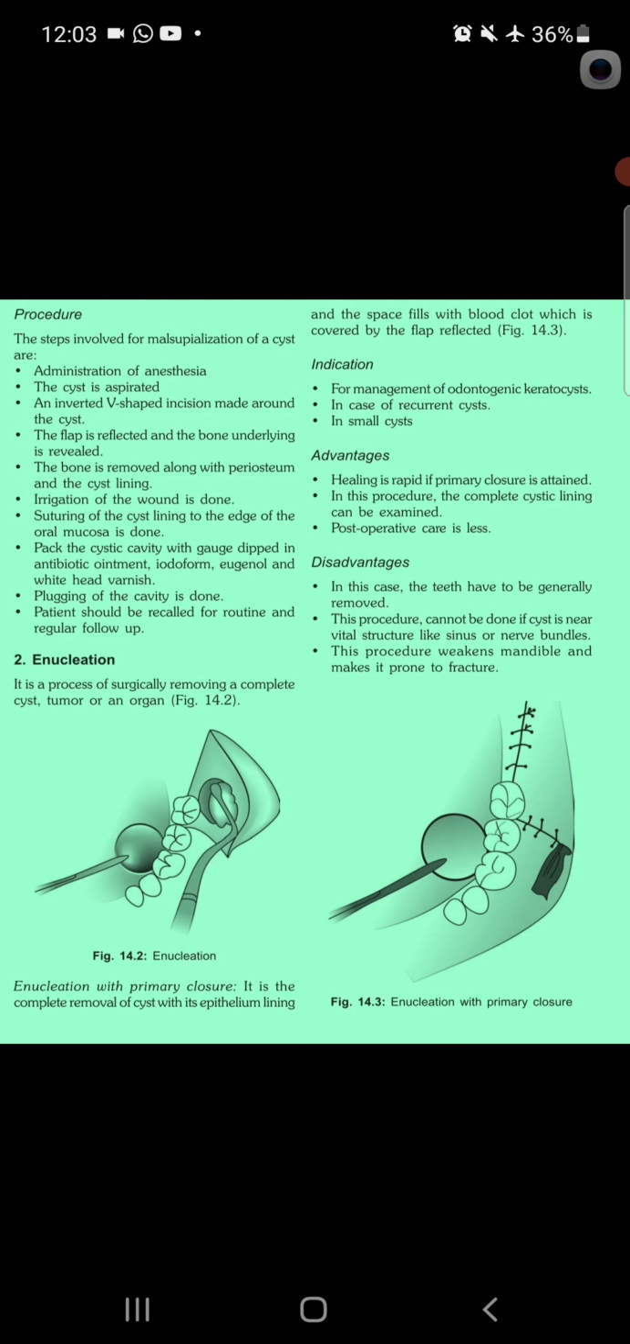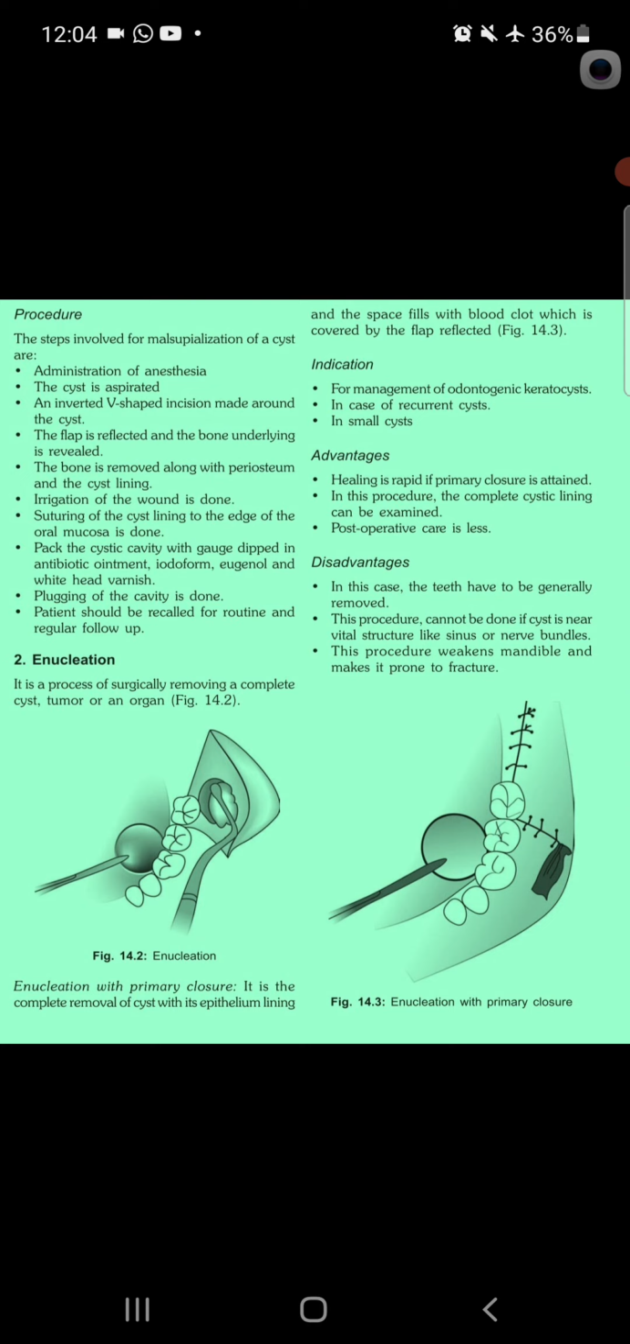What are the indications of enucleation? For management of odontogenic keratocyst, OKC, because of its high recurrence rate, we do enucleation. Second, in case of a recurrent cyst. Third, in small cysts. What are the advantages? Healing is rapid if primary closure is attained. In this procedure, the complete cyst lining can be examined and post-operative care is less.